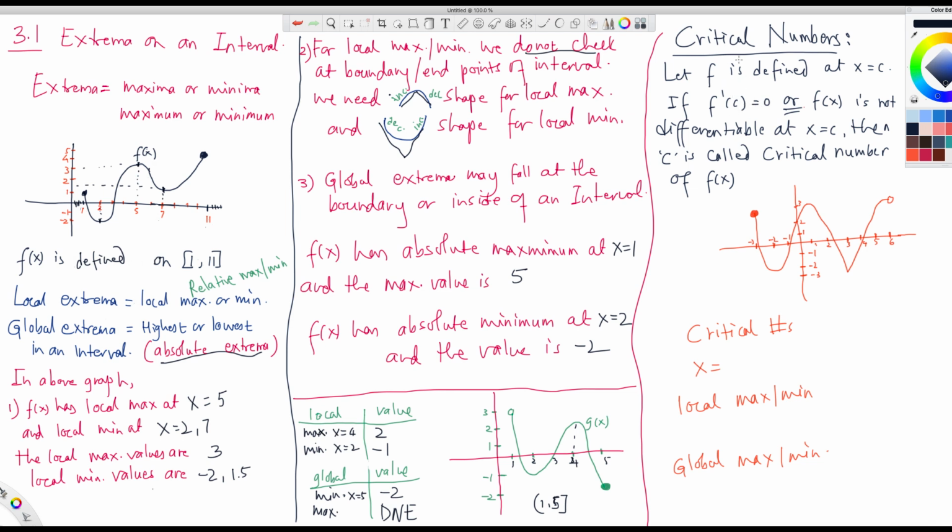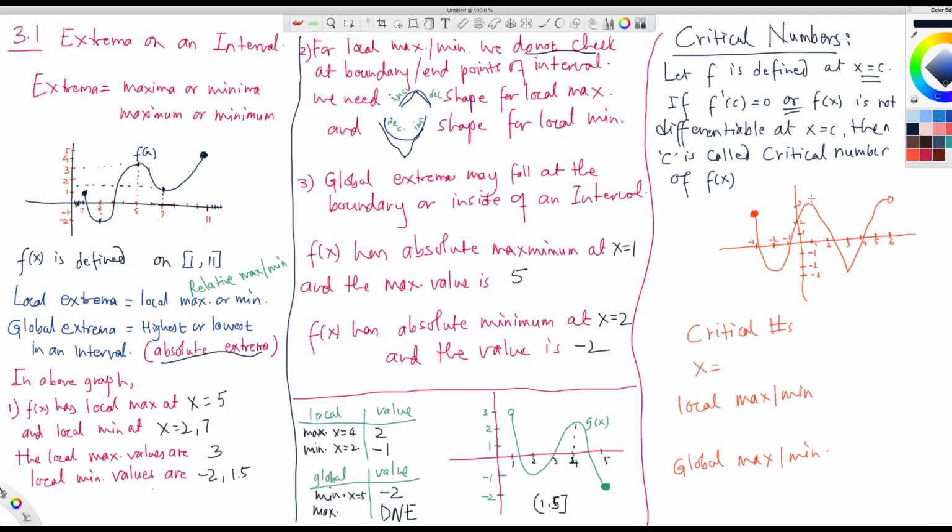Okay, let us define a term. It is called critical number. So what do we mean by critical number? Let f be defined at x equals c. Suppose a function is defined at a point x equals c. If the first derivative of the function at c is 0, what do we mean by that? When the derivative is 0, the tangent is parallel to the x-axis, right? The slope is 0.